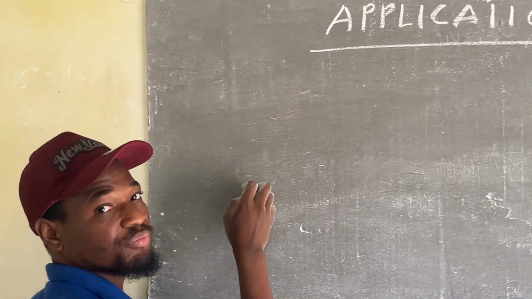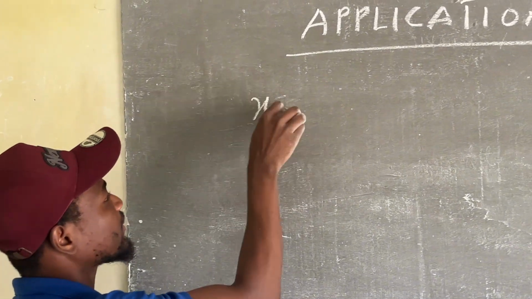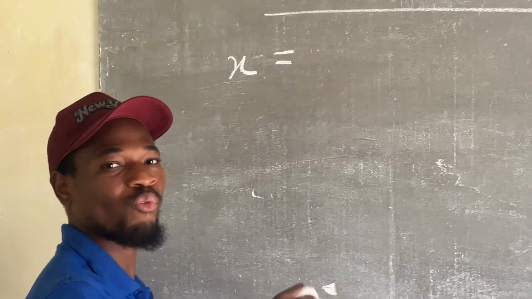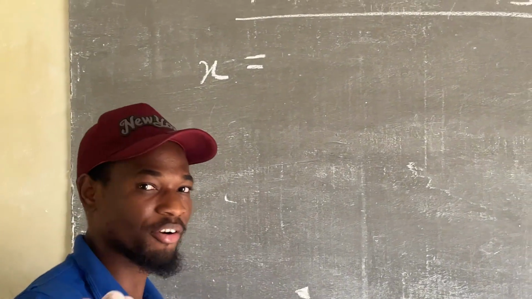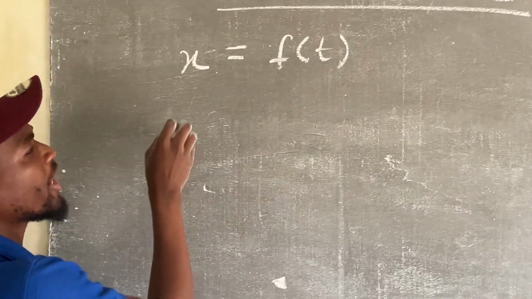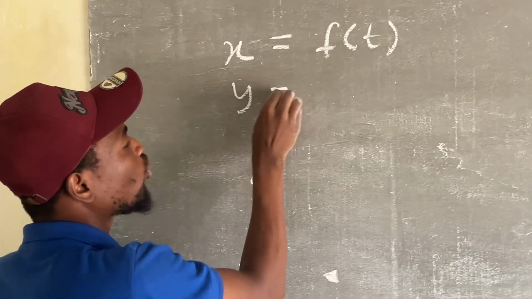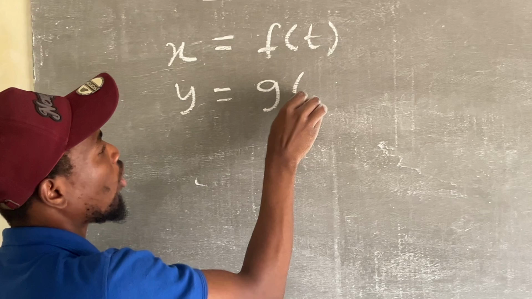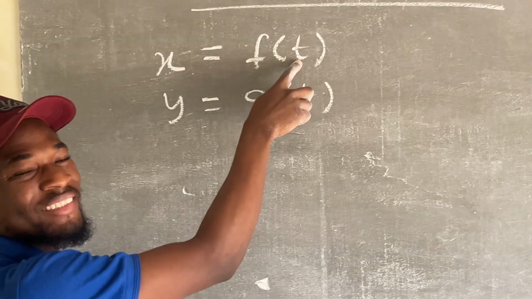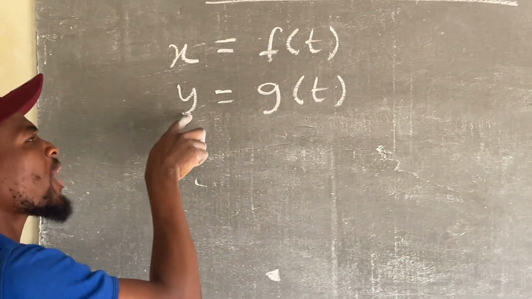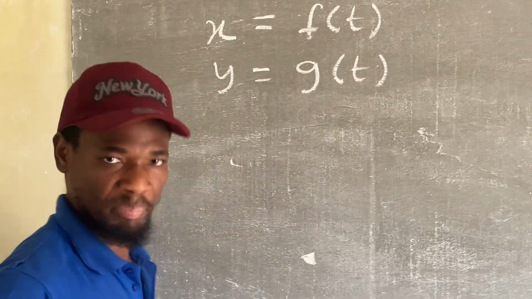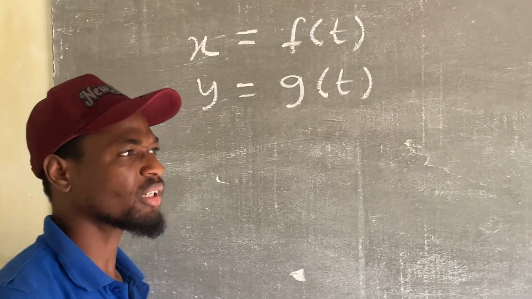Whenever you have a function, say x, and this x is expressed as a function of another variable t. So let's say you have f of t. Then you also have a function, say y, which is also equal to another function g of t. Because x is depending on this single variable t, and at the same time y is also depending on the same variable, then this is parametric. Do you understand that? We're good. Now the application.